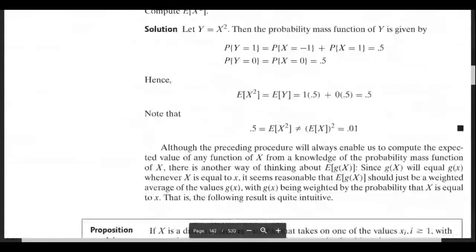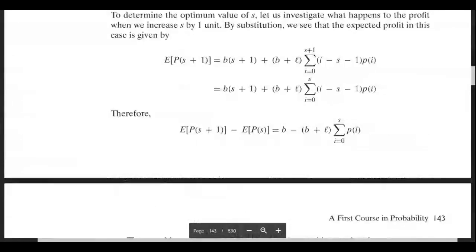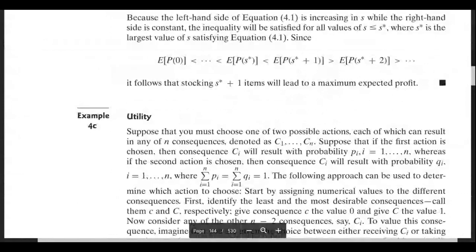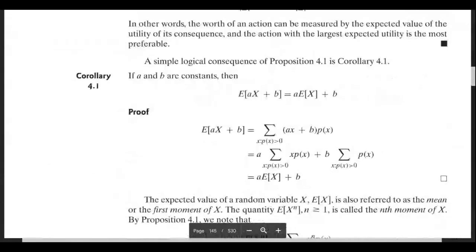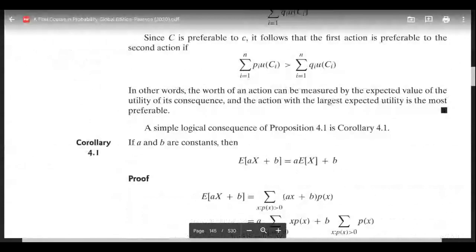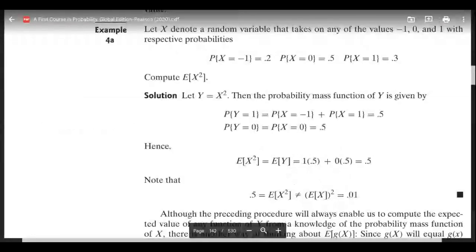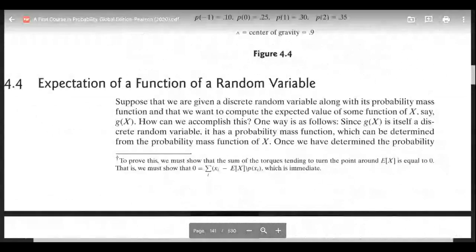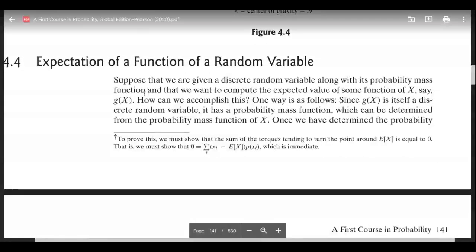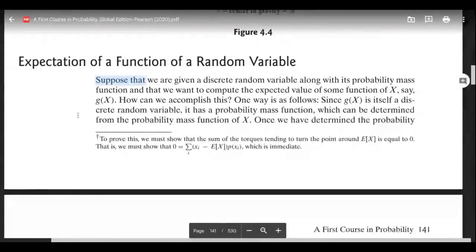Let's talk a little bit about section 4.4, expectation of a function of a random variable. Suppose that we're given a discrete random variable. Later on we're going to talk about discrete versus continuous, so we have 2 kinds of random variables. Right now we're dealing with a discrete one, so X can be assigned to one specific value.